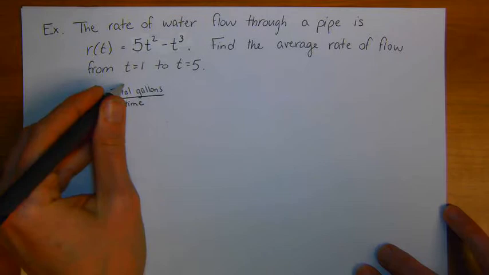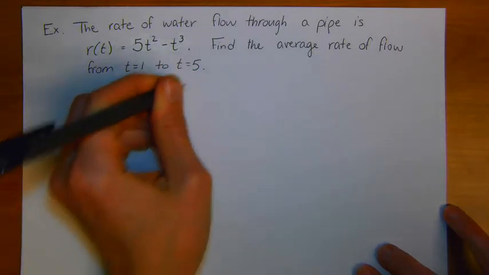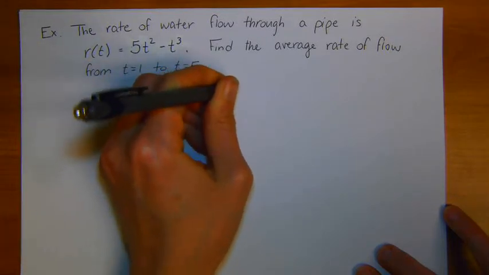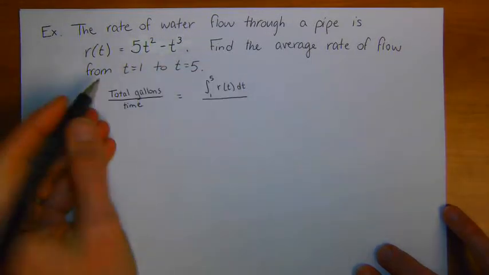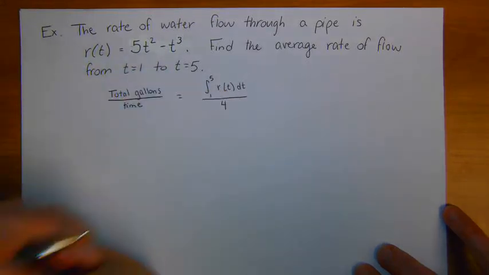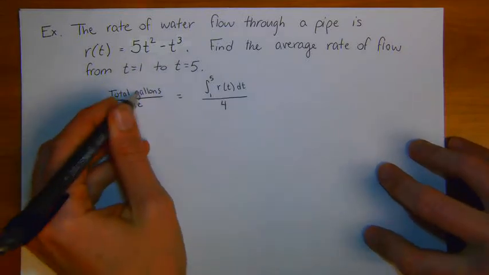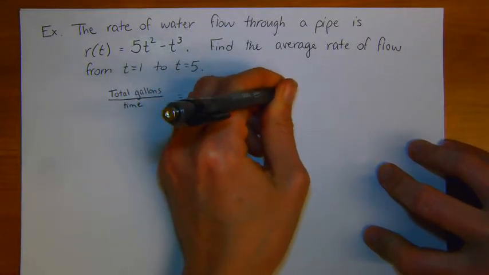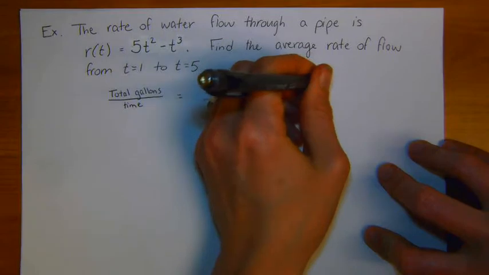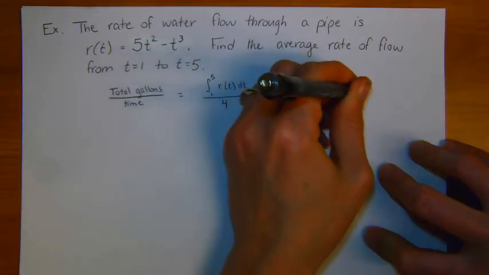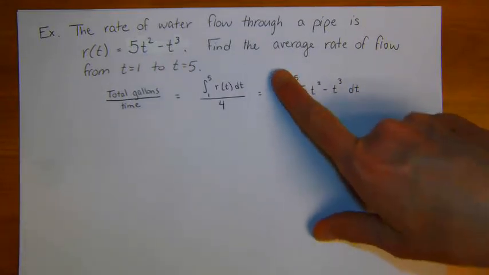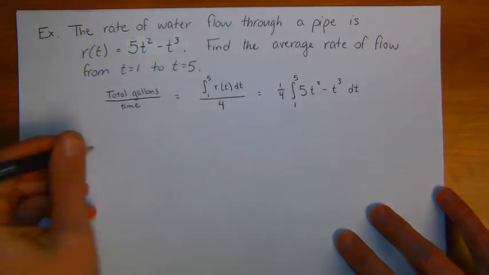In order to compute the total gallons, I'm going to compute an integral from t equals 1 to 5 of my function r of t dt, and I'm going to divide it by the total amount of time that's elapsed. In this case, 5 minus 1, 4 units of time have passed. I maybe didn't even say that it was gallons either. The way that we write this is 1/4 of the integral from 1 to 5 of 5t squared minus t cubed dt, because this gives us our total quantity, and in order to find the average, we're dividing by the period of time. So let's go ahead and compute the integral.